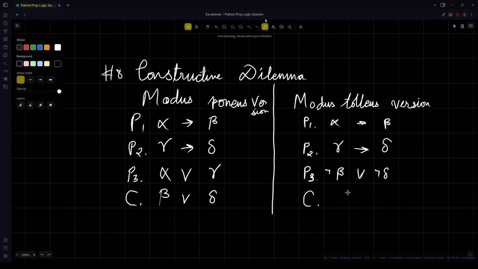And then for the conclusion, we would have not alpha, and then again or, not gamma. Yes, exactly. So constructive dilemma comes in these two variants.